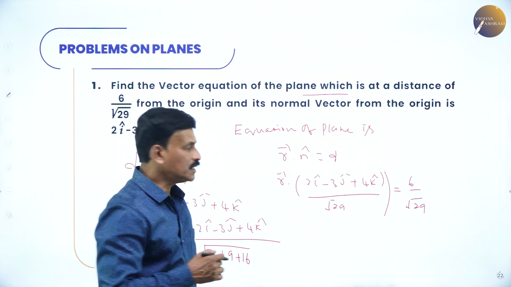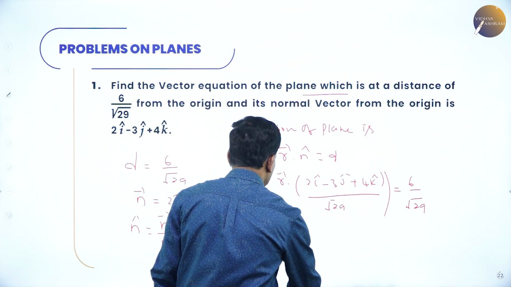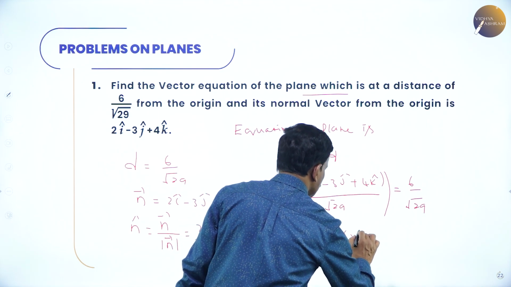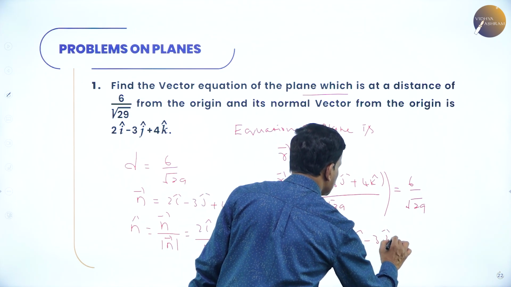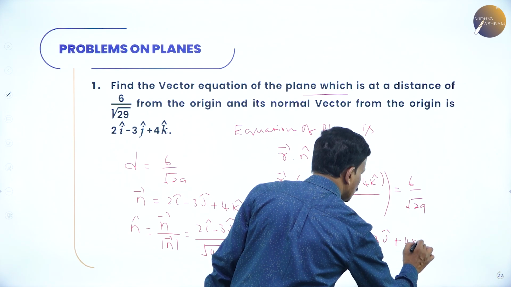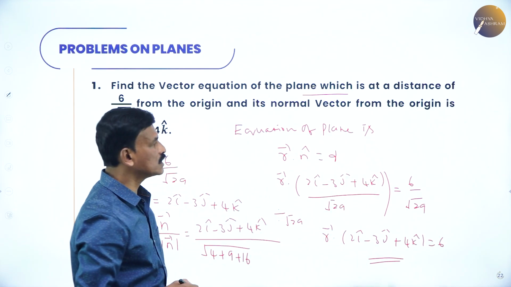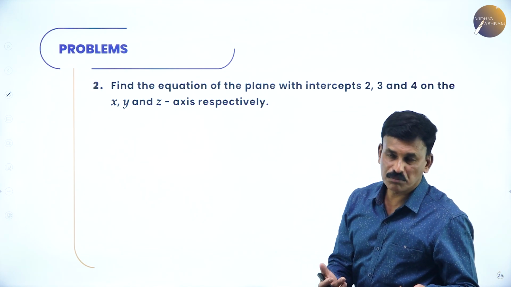Now, just cancel the denominator. If you divide by root 29, what will you get? So, therefore, vector r dot (2i minus 3j plus 4k) is equal to 6 is the vector equation. That's it. Now, move on to the next simple problem.